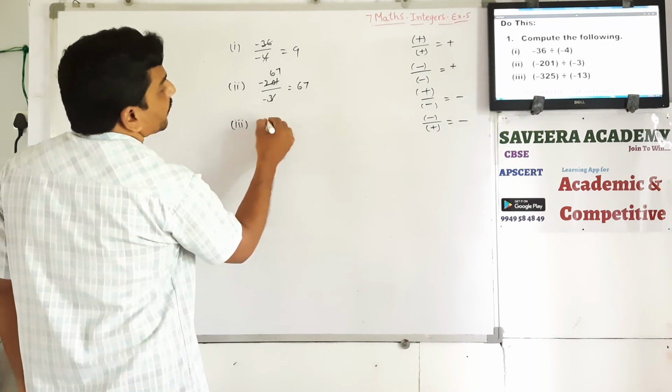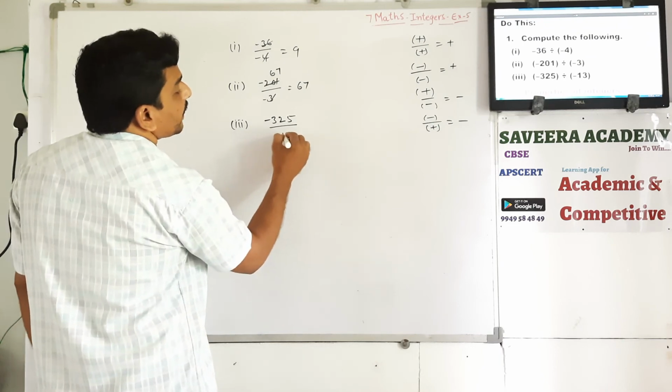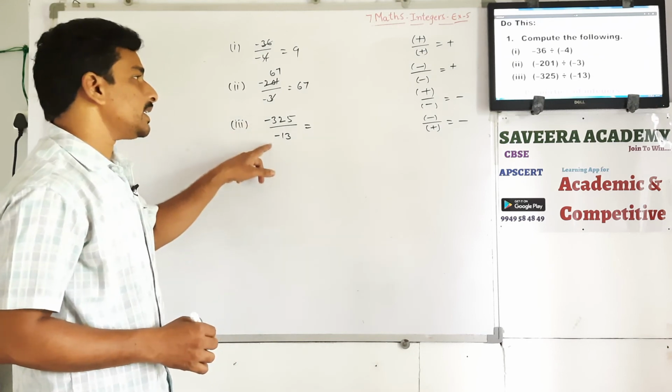Next, let us see the third one. Minus 325 divided by minus 13. Minus divided by minus.